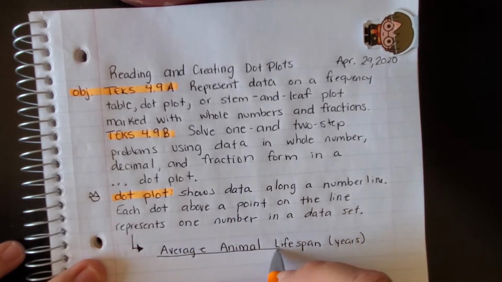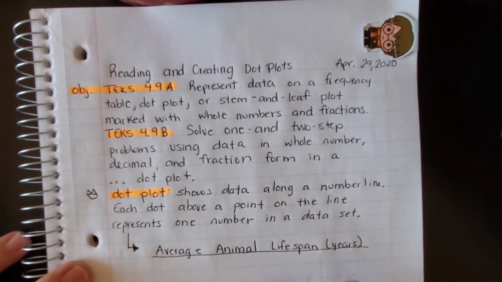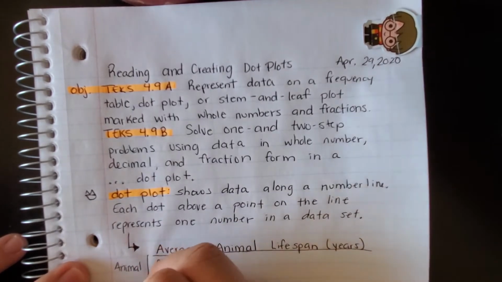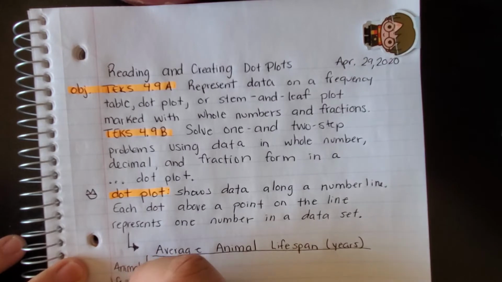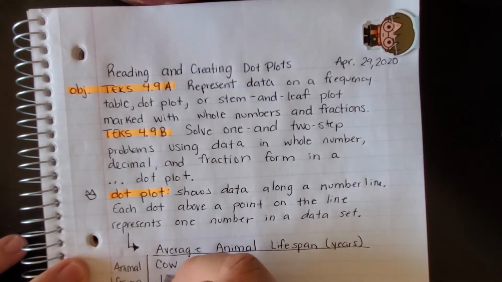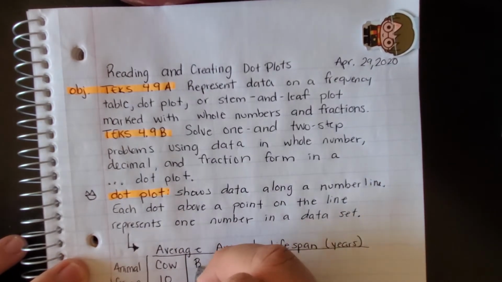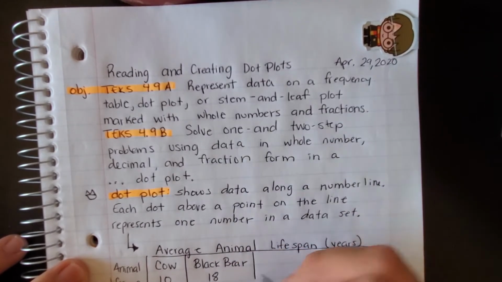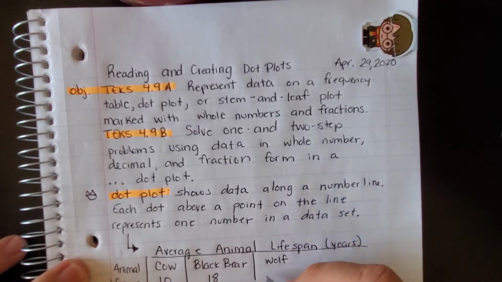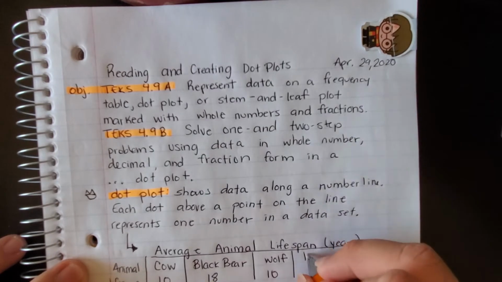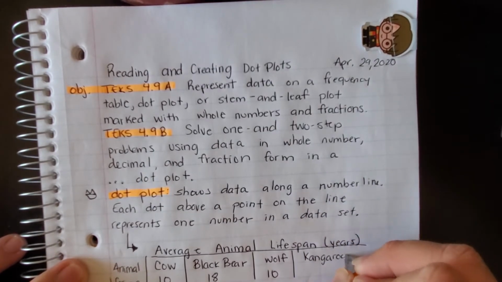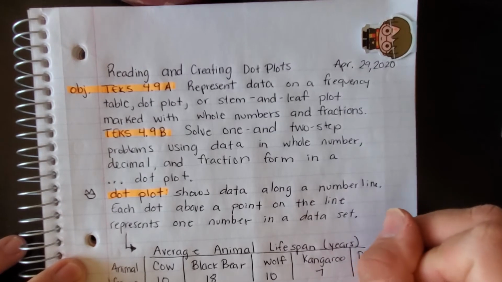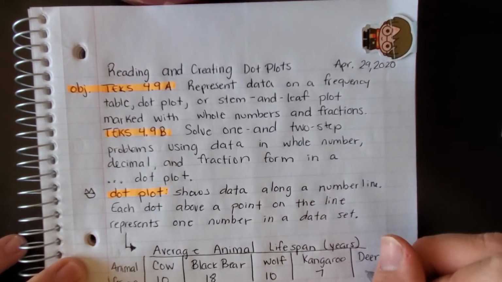So you can give us this table right here, and it tells us the animal, of course, and its lifespan. A cow can live up to 10 years. A black bear can live up to 18 years. A wolf can live up to 10 years. A kangaroo can live up to 7 years. A deer, 10 years.